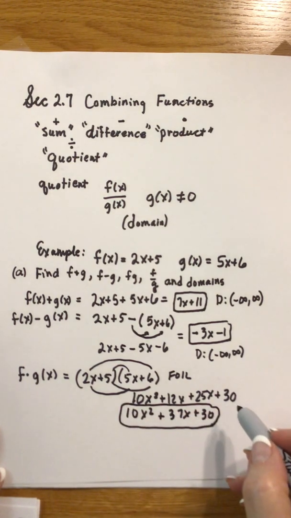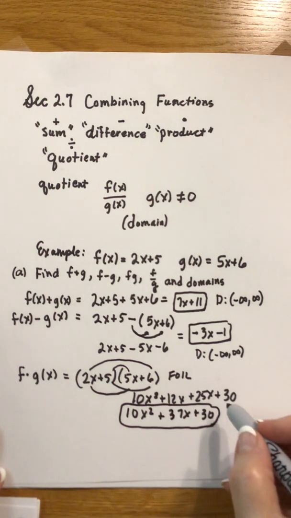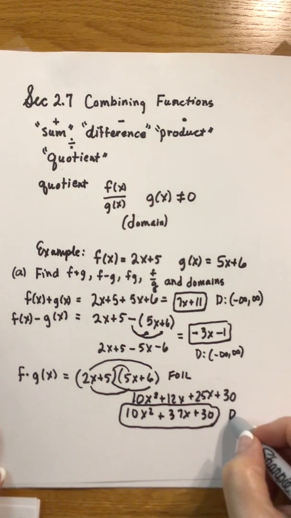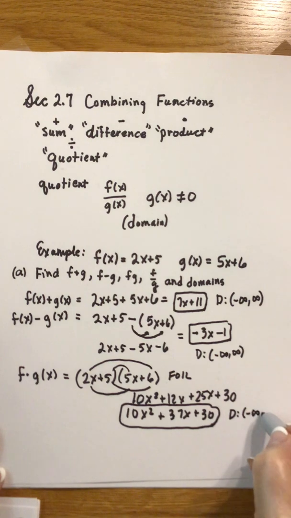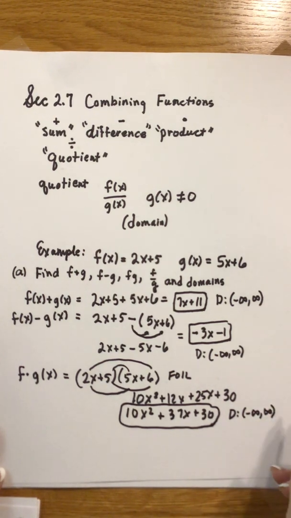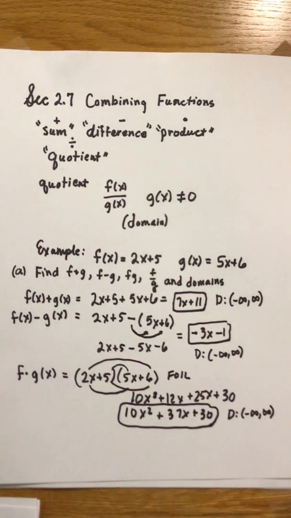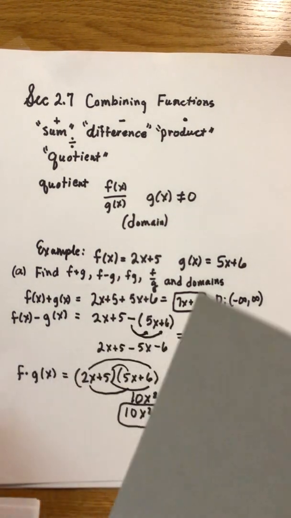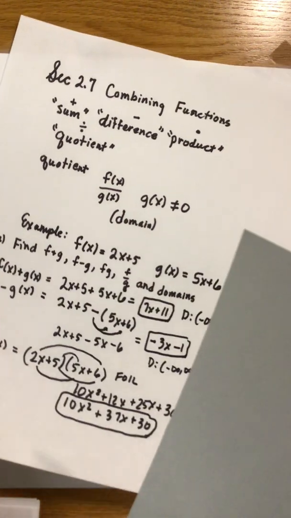So our domain again on this one, no fractions, no radicals. So our domain is going to be negative infinity to infinity. Okay, give everybody a chance to catch up to that point. Then we'll look at quotient. Okay, the next one is the quotient.